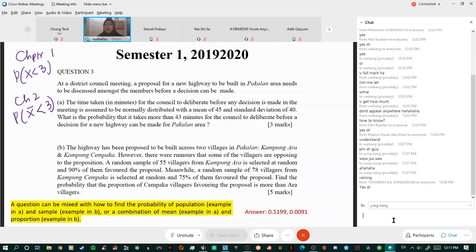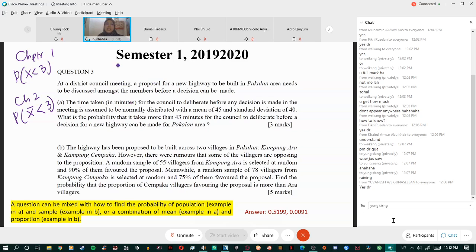So the question can be mixed with population and sample questions. How do we differentiate between them? Normally for probability of samples, we would say find the probability of the sample. Or sometimes the statement tells you to find the probability of the selected data, the data that is smaller than the population. Normally that kind of question is for finding the probability of the sample. So please read the question carefully.